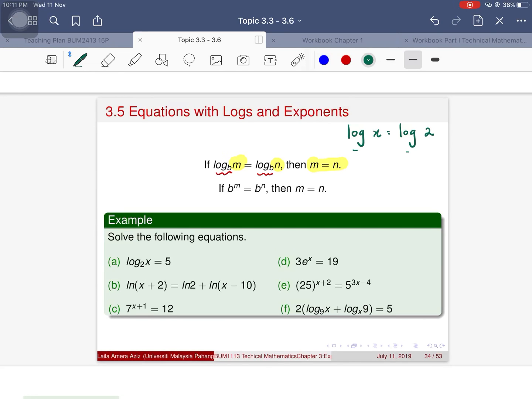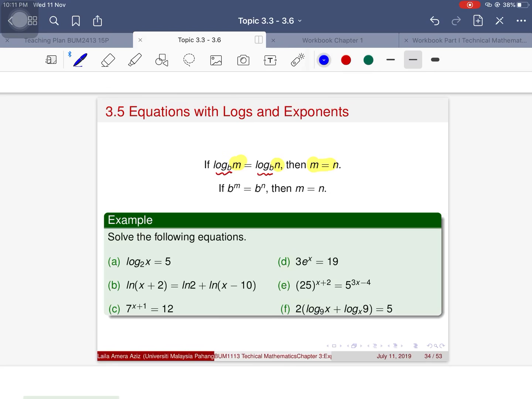What happened is that the base here is the same. Automatically we know that x is going to equal the value of 2, because if you get rid of the log, they are going to be exactly the same. So that is the example of the first idea that we're going to apply.